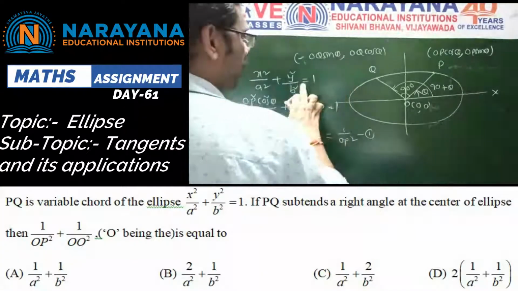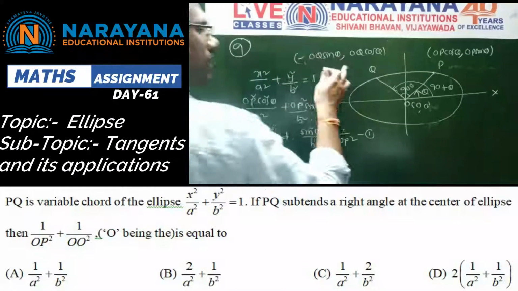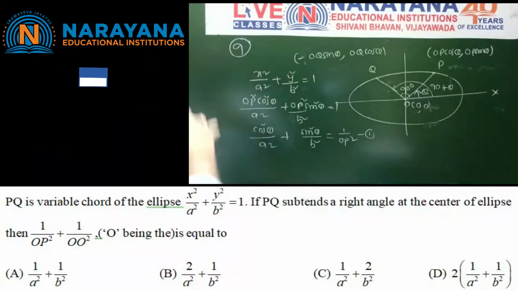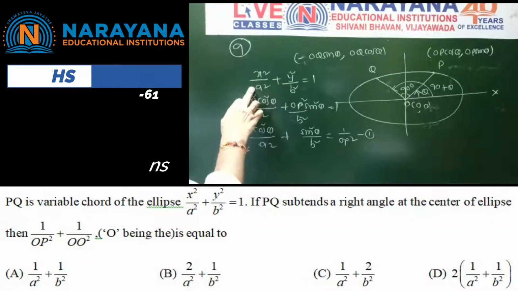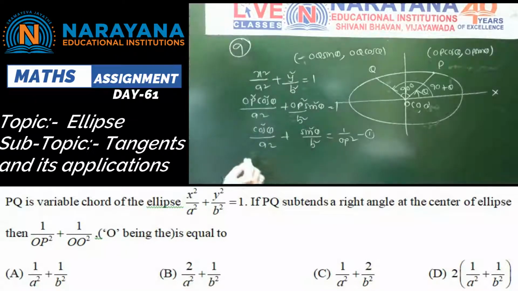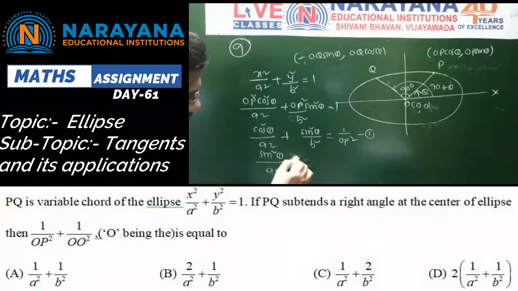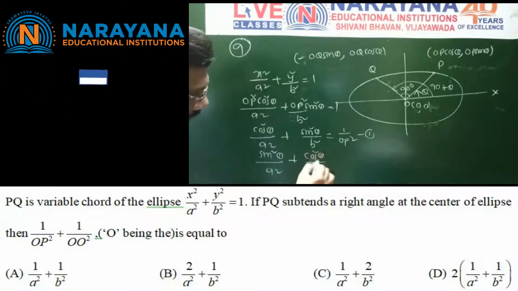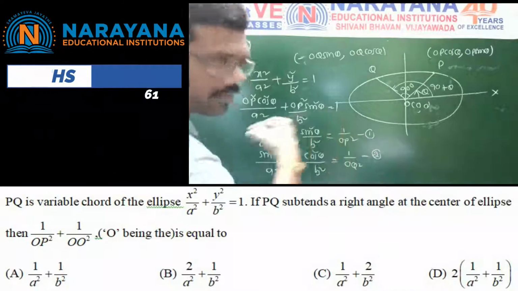Substituting the point Q, which is on the ellipse, into the ellipse equation: OQ square sin square theta by a square plus OQ square cos square theta by b square is equal to 1. That is, sin square theta by a square plus cos square theta by b square is equal to 1 by OQ square. This is called equation 2.